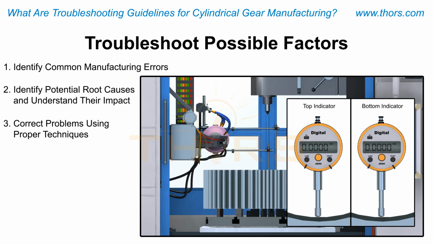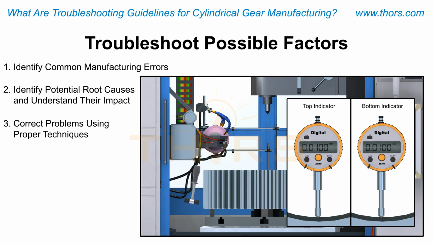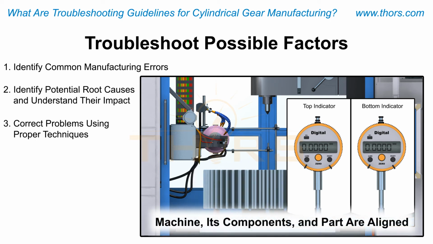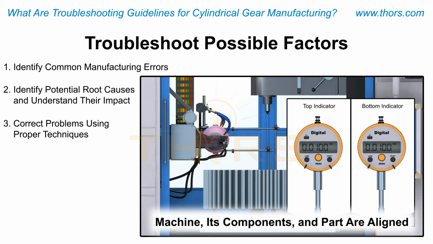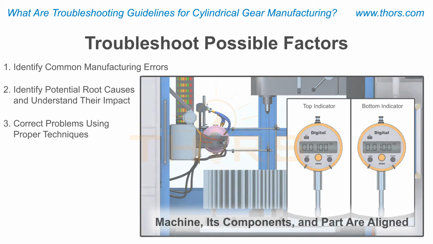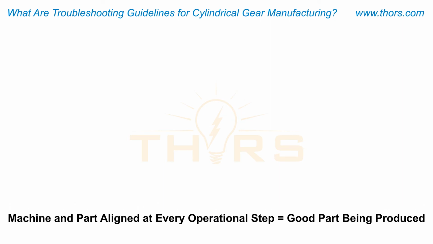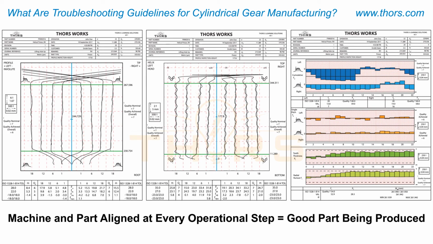To correct the problems, it is essential to follow proper techniques to align the machine, its components, and the part. It is important that both the machine and the part are aligned at every operational step throughout the manufacturing process to ensure production of a good part.